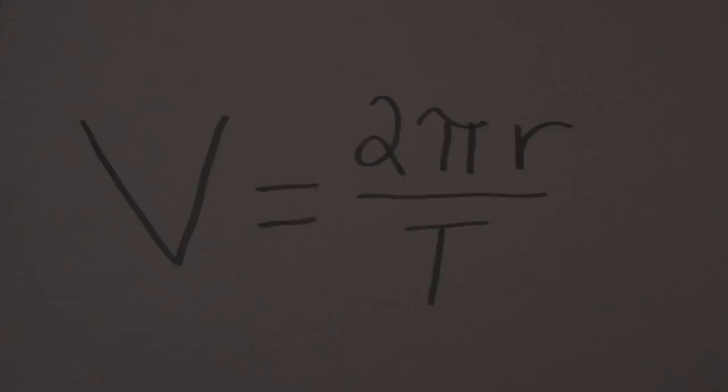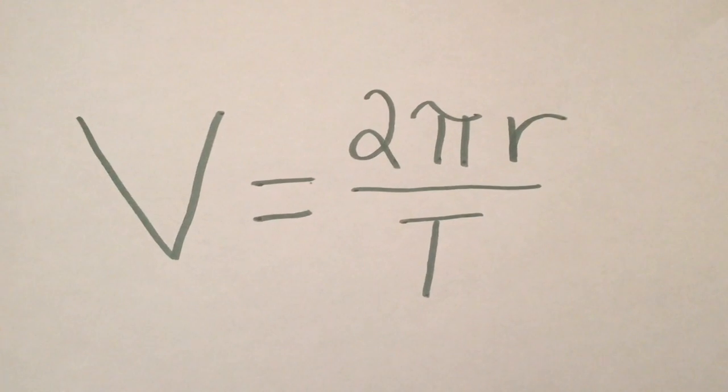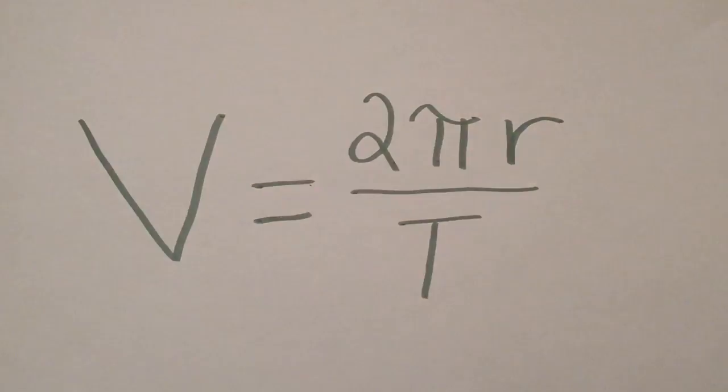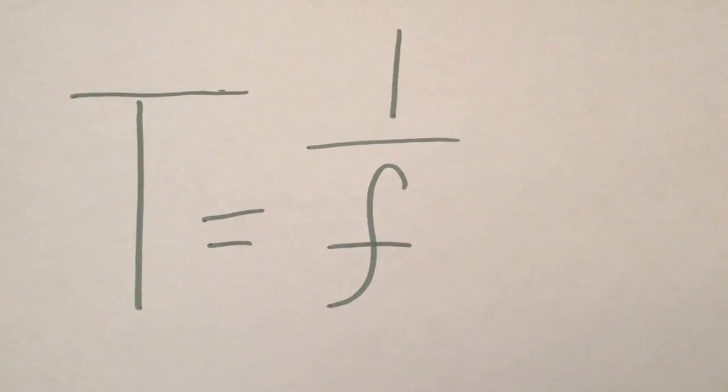The next two equations will show you how to find the velocity and the time used. To find the velocity, you would use 2 pi times r all over t. R represents the radius and t represents the time. To find t, you would use 1 over the frequency. Now all of these equations can be quite confusing, so let's try a few problems out.